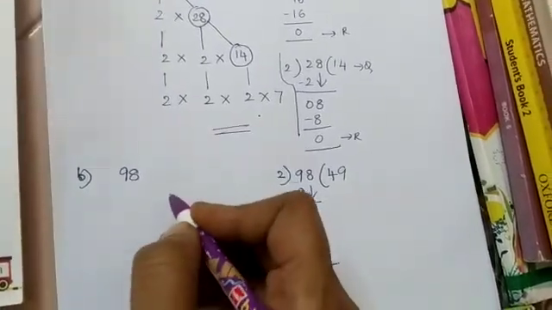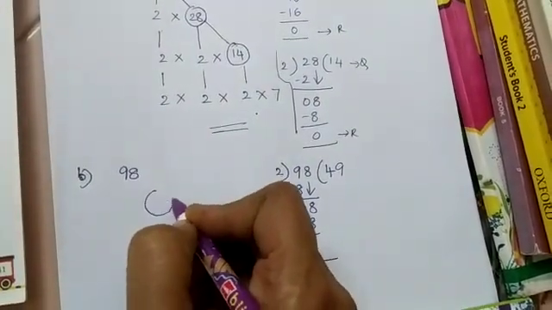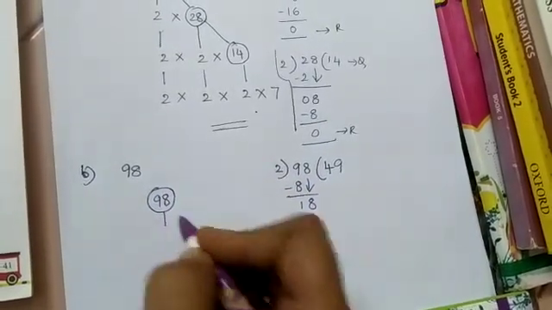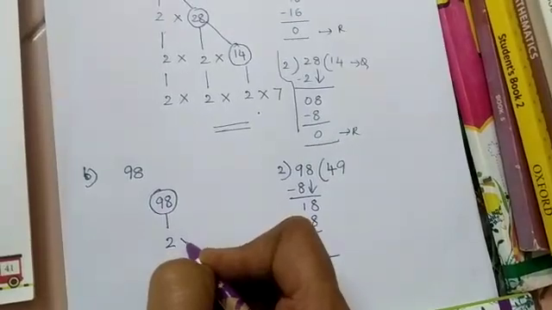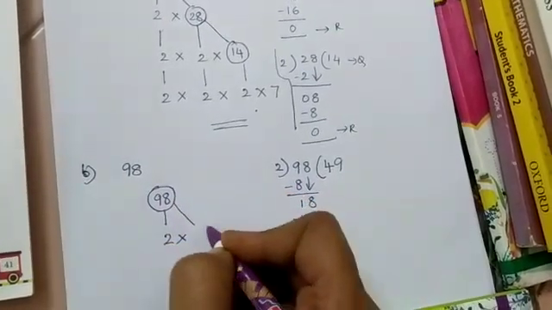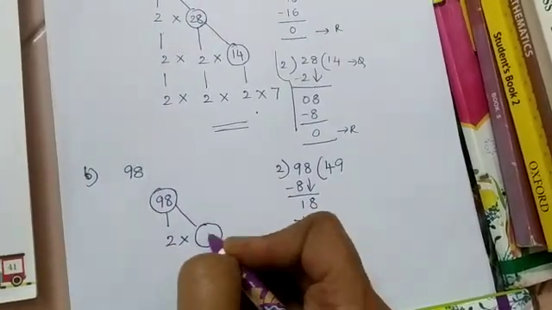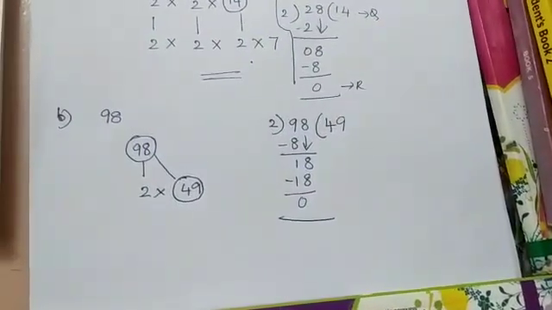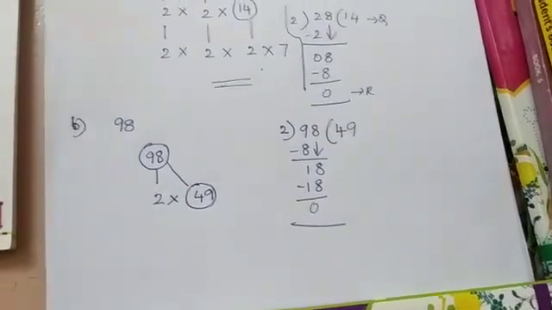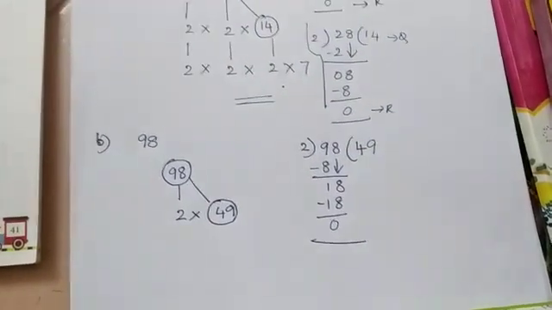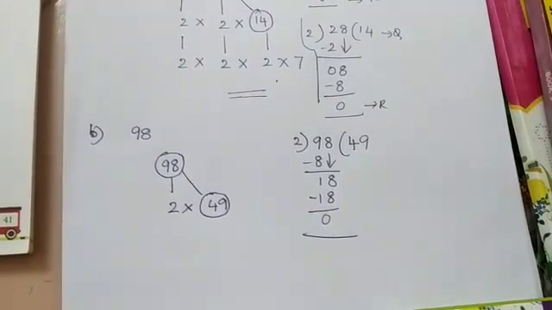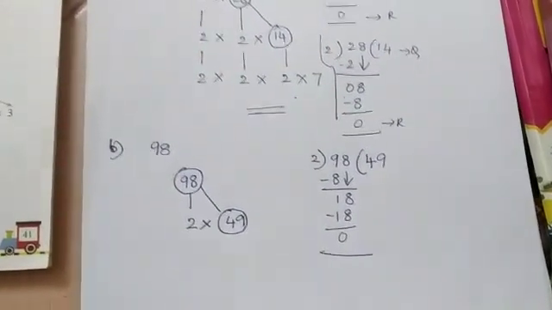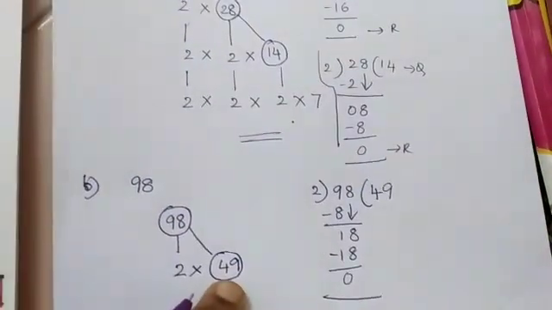Okay, now first of all, this is a composite number. This can be written as 2 into 49. By seeing this number 49, can you say whether it is an even number or an odd number? Yes, it is an odd number. Now 49 goes in which table? In the 2 table does it go? No, why? Because it is an odd number.